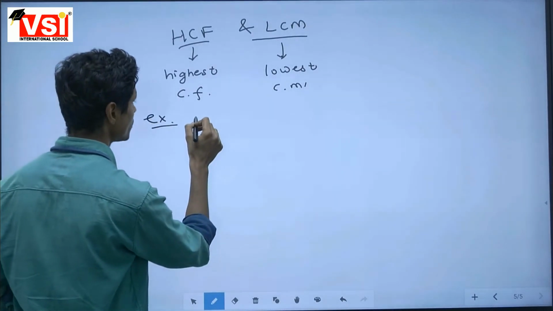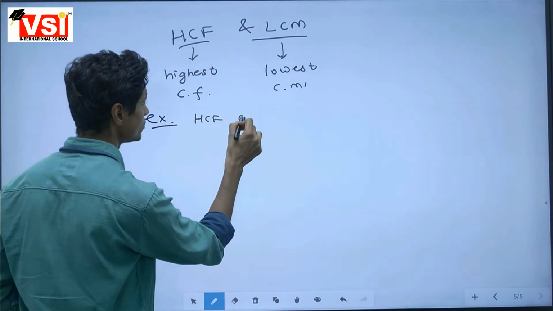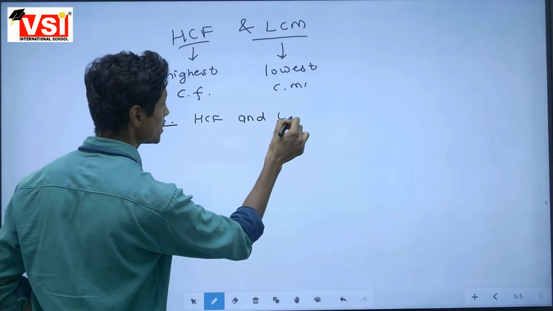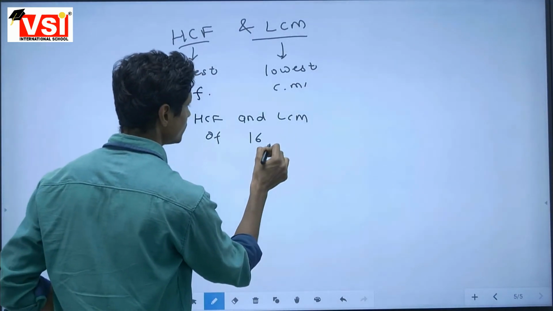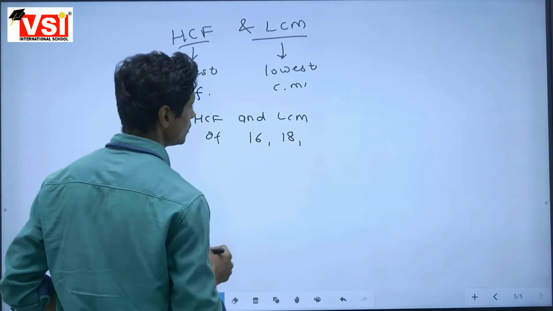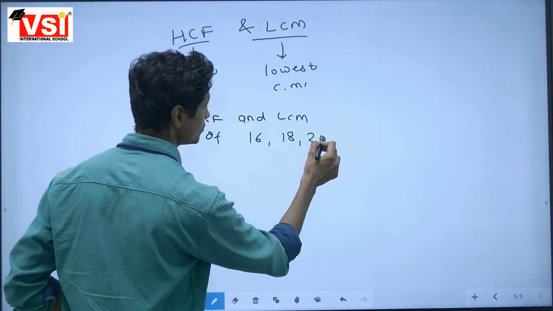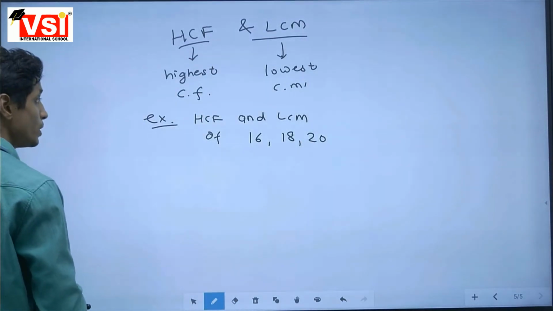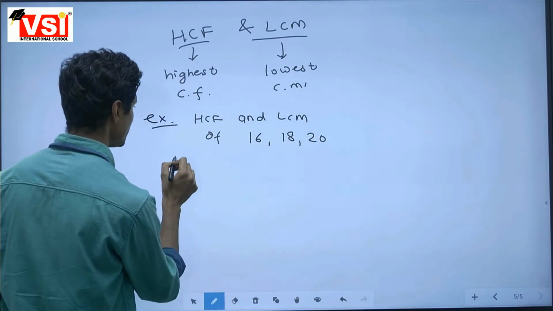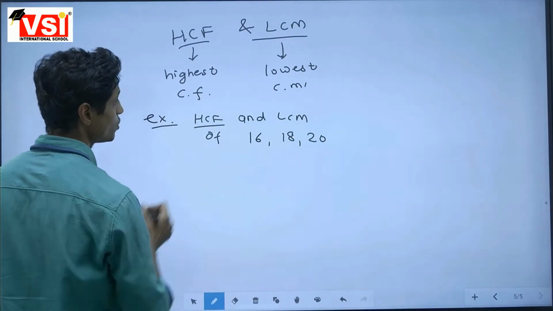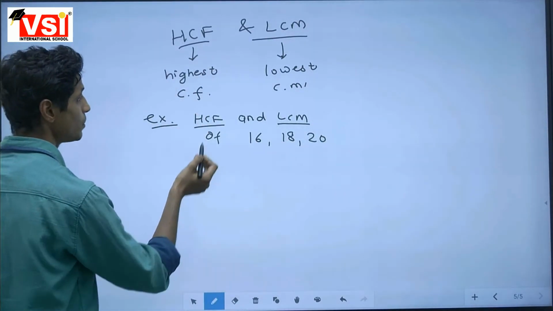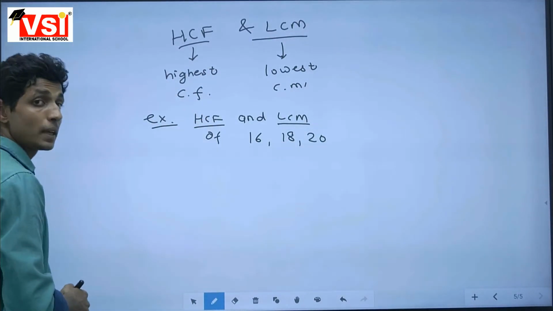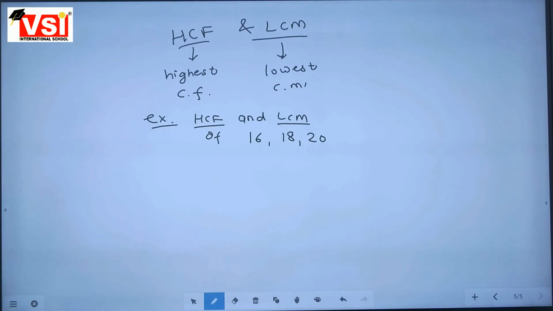Example, if you want to find the HCF and LCM of 16, 18 and 20. That's all. So first of all, find the factors. For HCF, you have to find the common factors, and for LCM you have to find the common multiples. And among them, for HCF you will pick the highest one, and for LCM you will pick the lowest one among the common multiples.